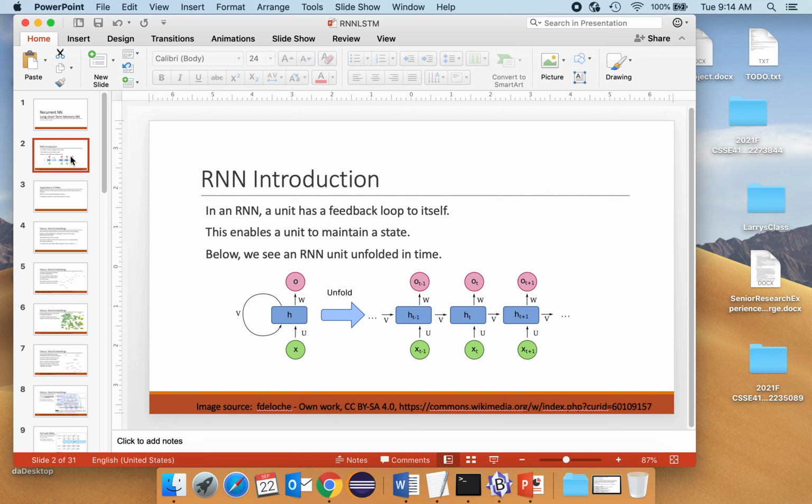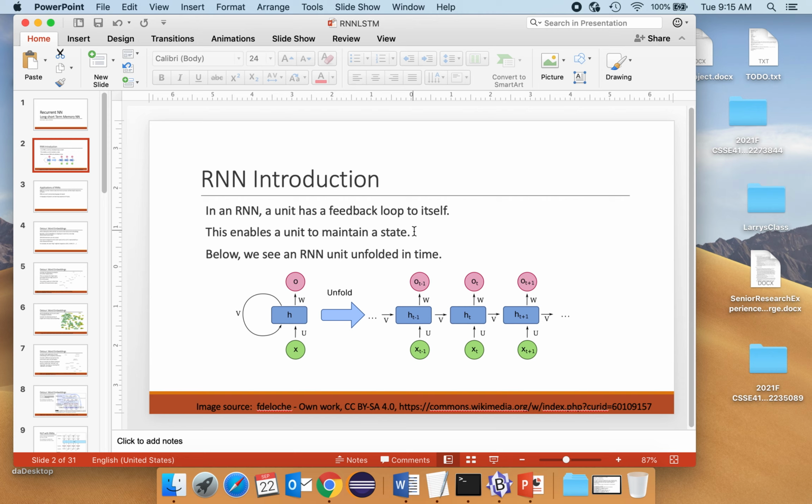So this is a recurrent neural network, or a recurrent unit. And what it does is it has a loop back to itself. So the input to this unit is the input vector, as well as its own state, if you wish. So that's why we have this thing. It's able to maintain its own state. And this is an idea that actually has been around for quite some time.